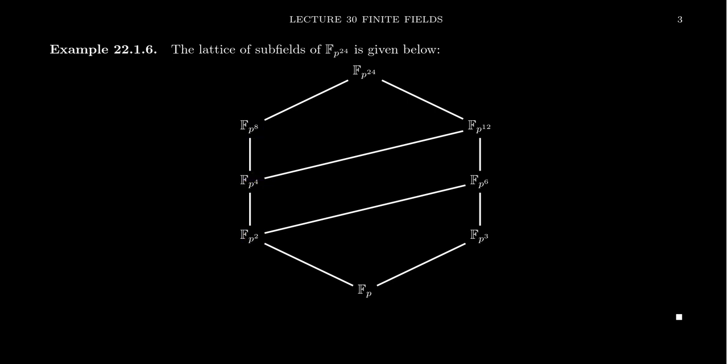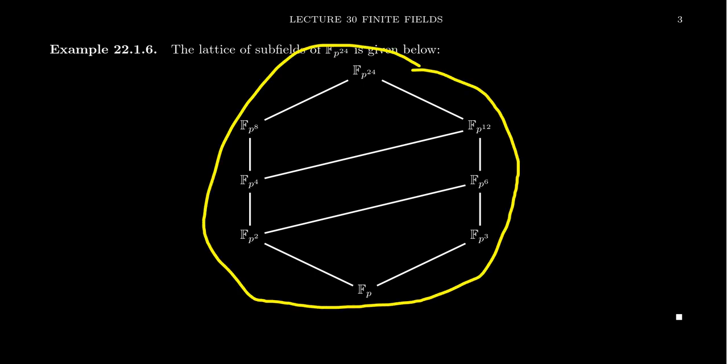Who are the subfields of P to the 6? Well, you get 2, 3, 1, and of course 6 itself. Who are the divisors of P to the 4th? Well, the divisors of 4 are 4, 2, and 1. And then since 2 and 3 are prime numbers, the divisors of P squared and P cubed are themselves, and then F_P here. And so F_P, of course, has only itself as a divisor as well. So when you look at the lattice of subfields for F sub P to the 24, you see just the divisibility lattice of 24.